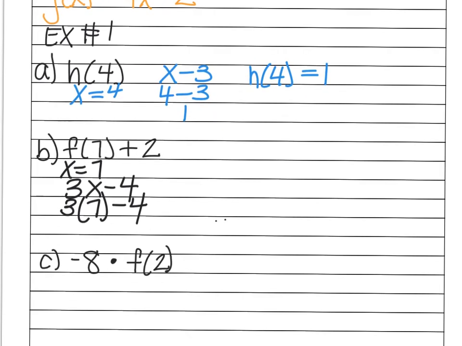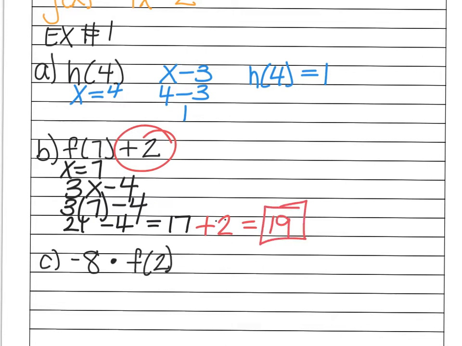And 21 minus 4 is 17. And so that's what the f of 7 equation is. But if you notice, you still have a plus 2. So we have to add plus 2 here. And we'll have 17 plus 2, which is 19. So f of 7 plus 2 is 19.